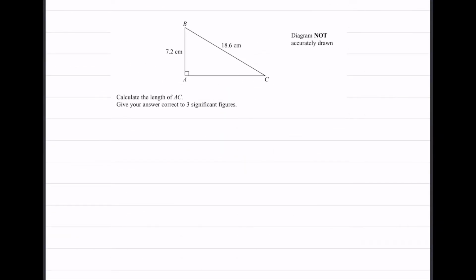Alright, if I look at the next question, calculate the length of AC. So now we don't need to relabel our triangle because we have labels. So we are calculating the length of line AC.